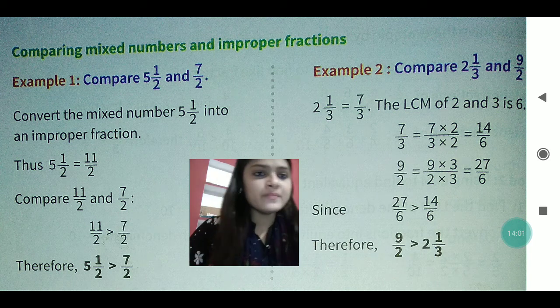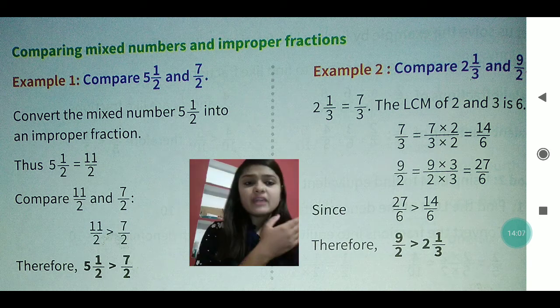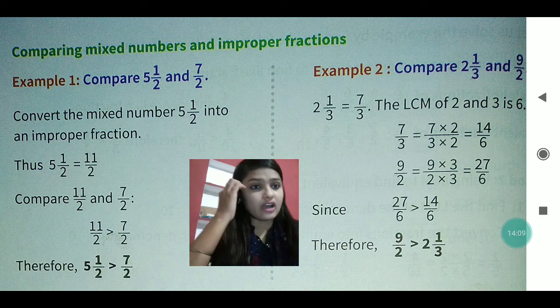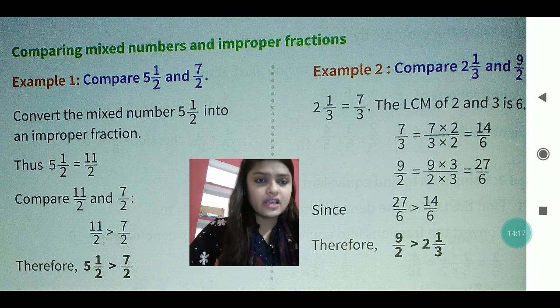In the same way, the second example: 2 1 by 3 and 9 by 2. This one we have done by multiplying and converting. Now we do it with the LCM. What have we done? 2 into 3 is 6, plus 1 is 7. So 7 by 3.